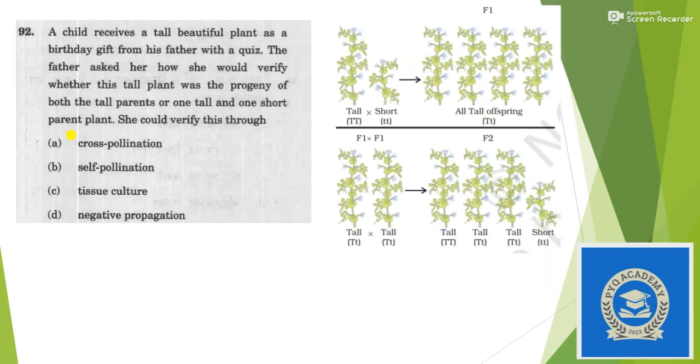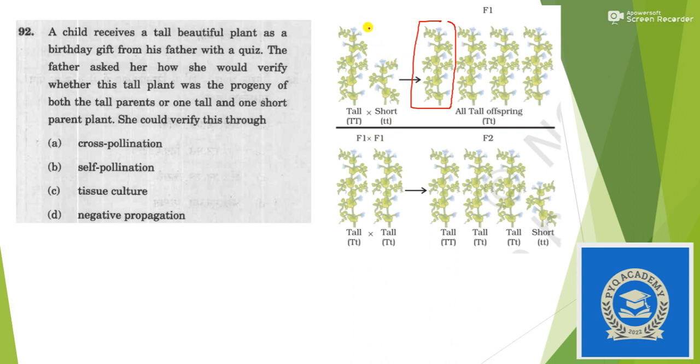Let's move to the second question. A child receives a tall, beautiful plant as a birthday gift from his father with a quiz. The father asked her how she would verify whether this tall plant was the progeny of both tall parents or one tall and one short parent. She could verify this through... Suppose she got one of these plants. You can see I took this picture from NCERT.